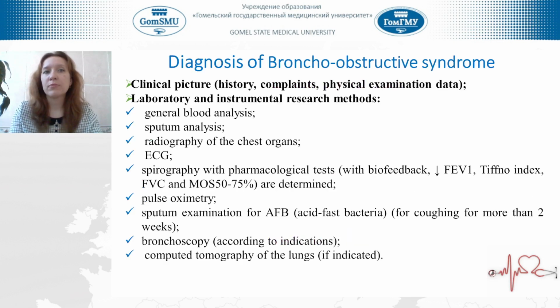Clinical picture. You should ask about history, complaints of the patient, and physical examination data. It's all important for diagnosing broncho-obstructive syndrome. Laboratory and instrumental research methods include general blood analysis, sputum analysis, X-ray of the chest, ECG, and spirography with a pharmacological test. You should use a short-acting beta agonist such as salbutamol or fenoterol. There should be an increase of FEV1 and Tiffeneau index.